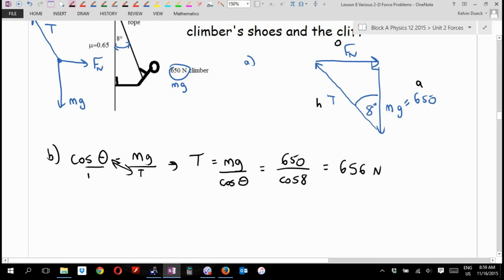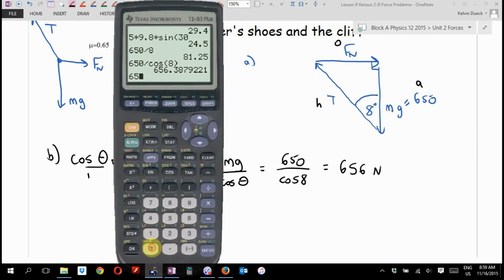By the way, what if he was dangling straight down? What would theta be? 0. What would the tension be? Exactly mg. So if I hear you correctly, if I went 650 divided by the cosine of 0, I do get 650 back. That confirms, I think, my system here is right. I'm good with this.